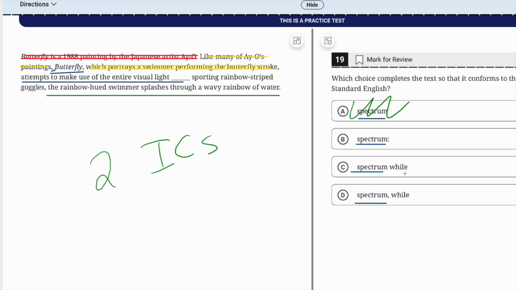Because while is a subordinating conjunction, which would technically turn some later portion of the sentence, specifically this portion, into a dependent clause. But the problem with picking either C or D is that we still eventually have a second independent clause. And so, this would not be considered acceptable.